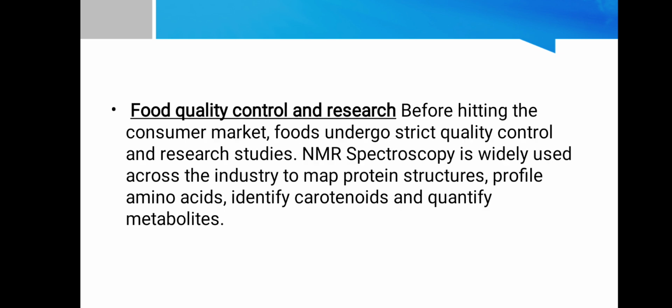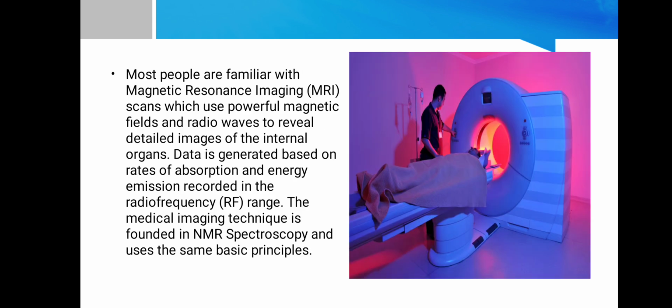Food quality control and research. Before hitting the consumer market, foods undergo strict quality control and research studies. NMR spectroscopy is widely used across the industry to map protein structures, profile amino acids, identify carotenoids, and quantify metabolites. Most people are familiar with magnetic resonance imaging scans, which use powerful magnetic fields and radio waves to reveal detailed images of the internal organs.